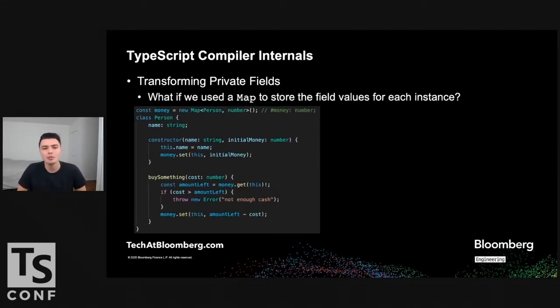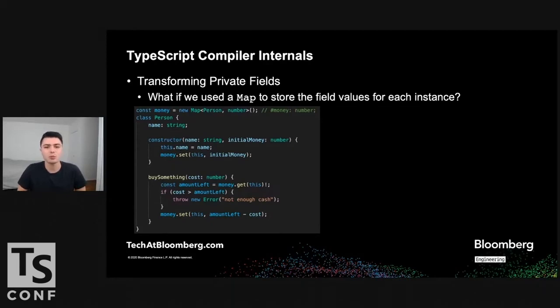If we use a map to store the amount of money that each person has, this is actually pretty close to what we want. Inside the constructor, we initialize the map by setting the this key to the initial amount of money. This is equivalent to our original this.hash money equals initial money. We're just doing money.set on the map. Similarly, when we try to access the private field, we do money.get. This keeps the scoping rules that we want because money is just a variable that's scoped to the same scope as the class declaration.